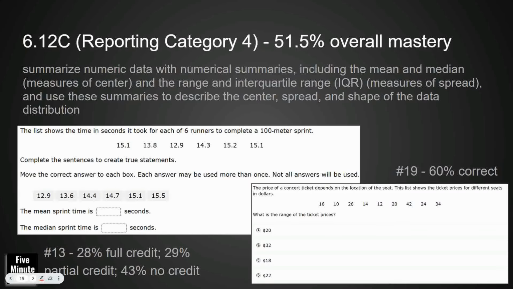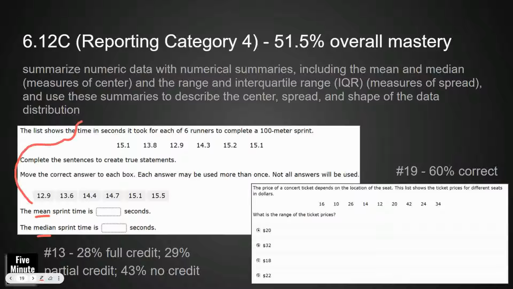6.12c is next. That's our reporting category 4. We got slightly over 51%. We're summarizing numeric data. Now, we need to find in number 13, which was the much more challenging one, mean and the median. So we first off need to know the difference between these two. What is the mean? So the mean is the average.